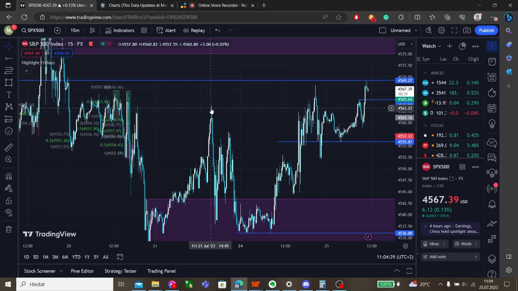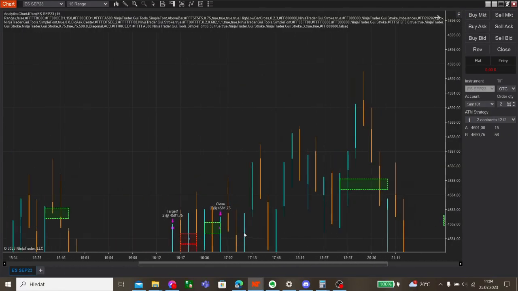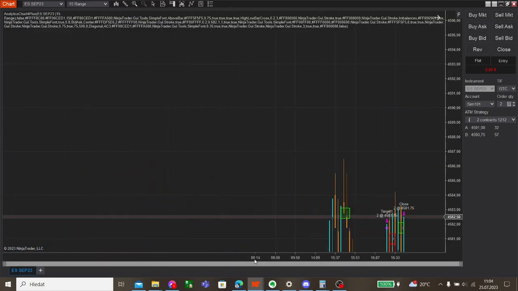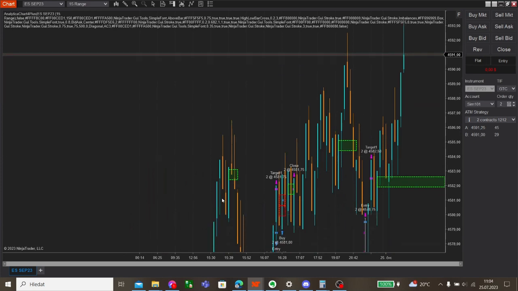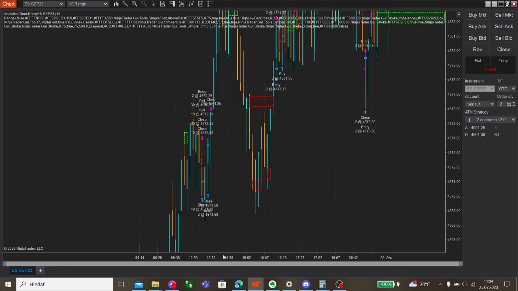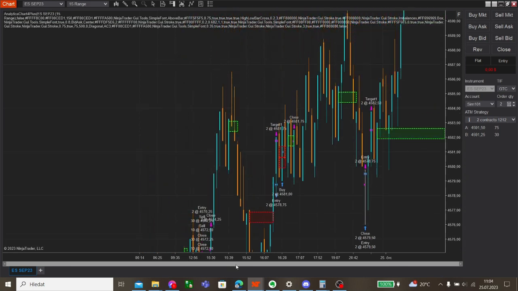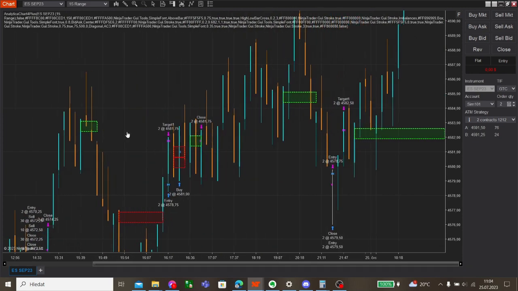I'll try to find it on the footprint if I can. This was Friday 15. Okay, Friday. I'm not sure I have enough data for Friday, but I'll see. Yeah, it would have been around these areas, so let's see.